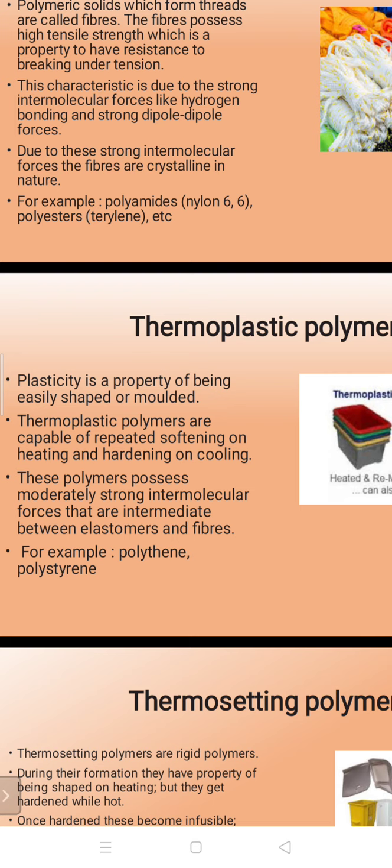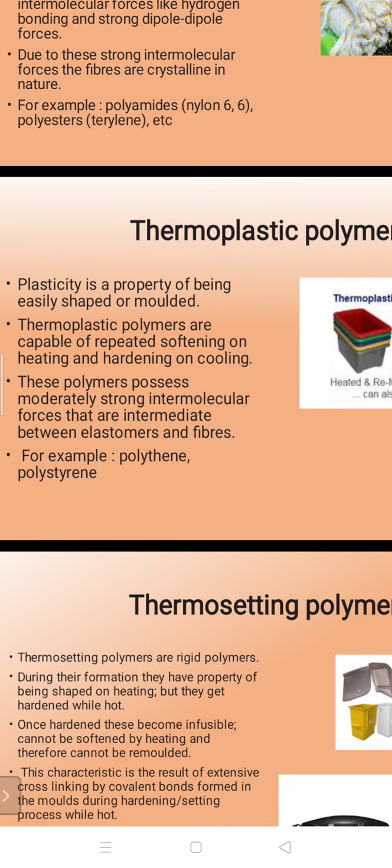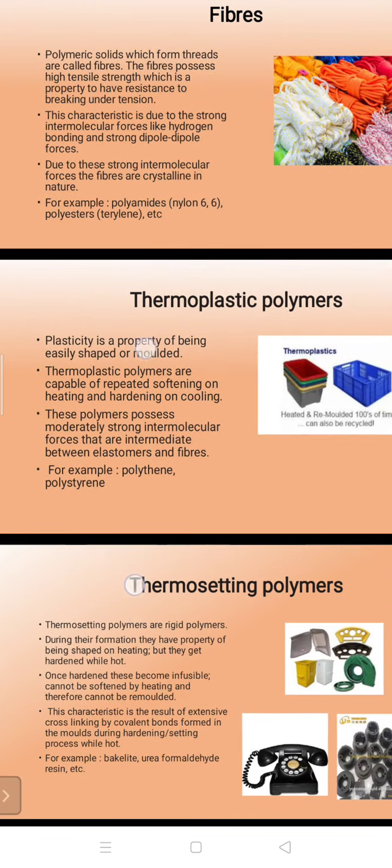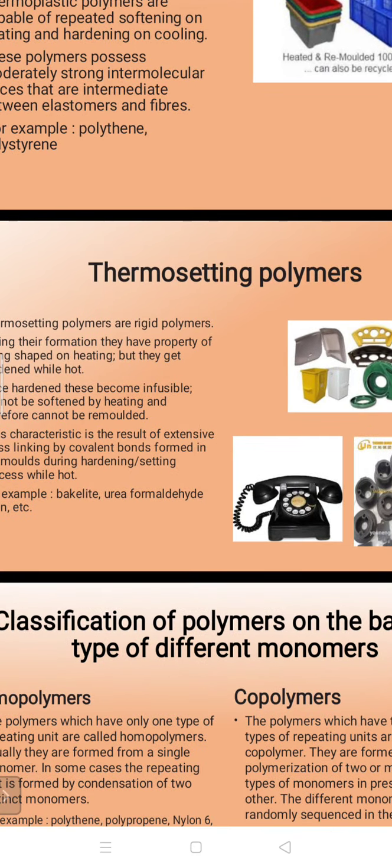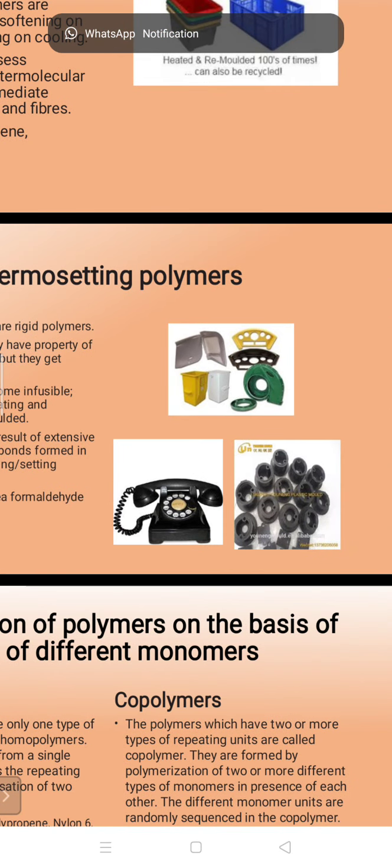So what are the properties of this one? These range between the two types, elastomers and fibers, in terms of intermolecular forces. Examples: polythene, polystyrene, etc. These are examples of thermoplastic polymers. The next slide is thermosetting polymers.